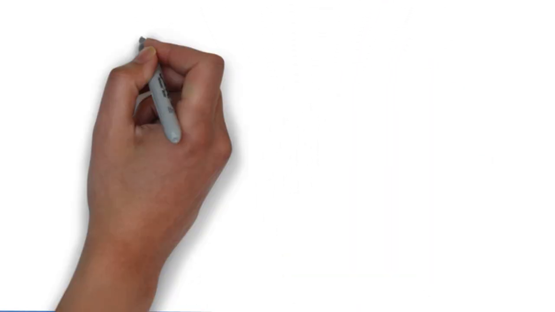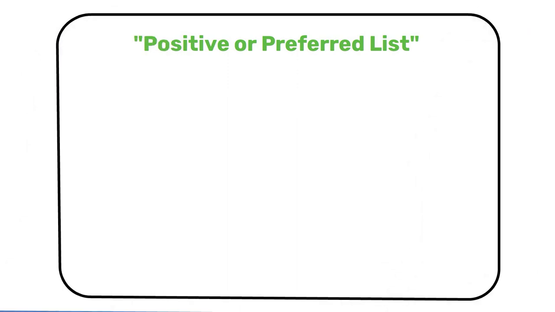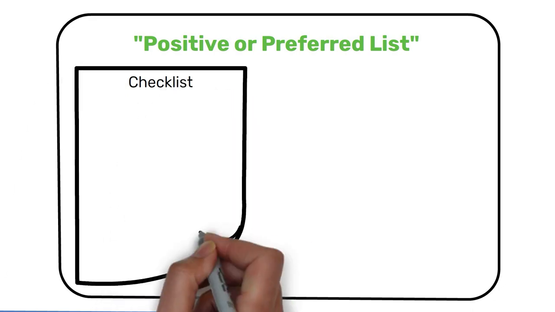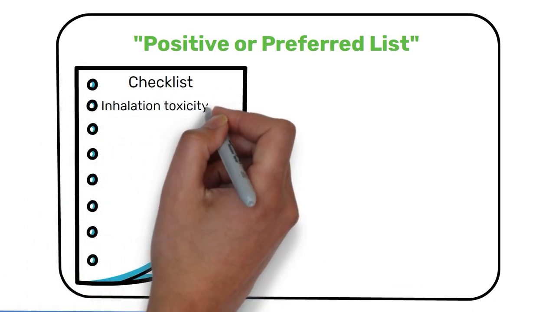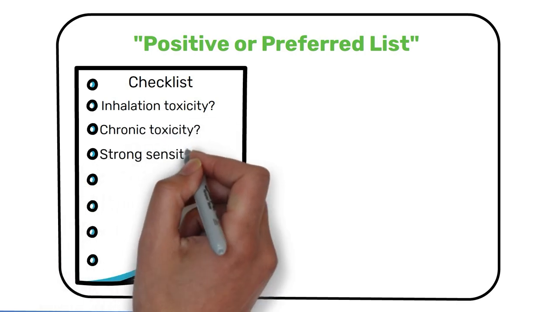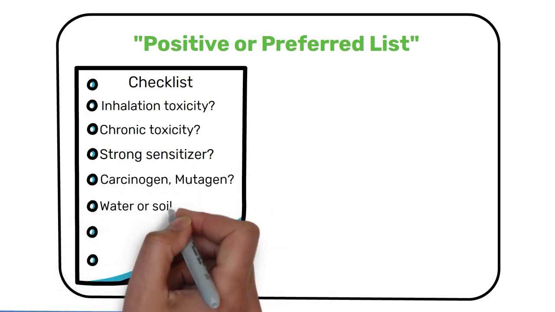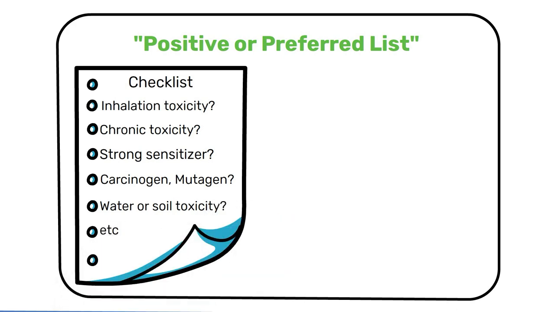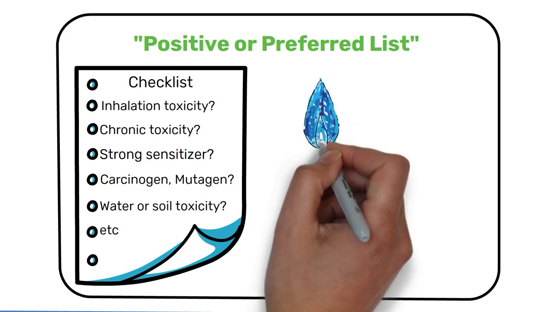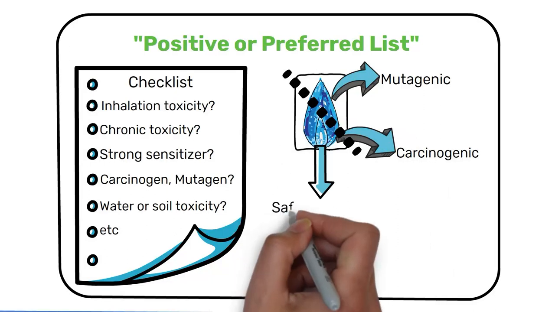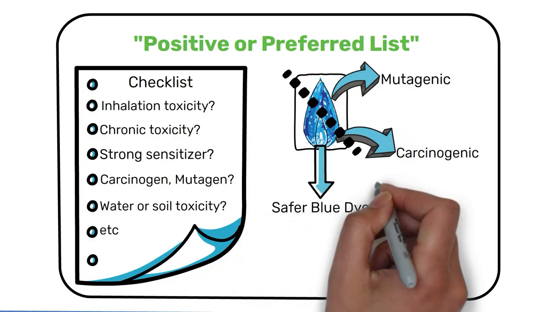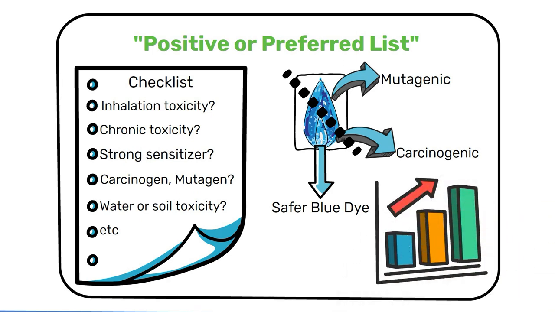The P list. This is our positive or preferred list that includes substances actively defined as healthy and safe for use. Some checklists we consider are: acute oral or inhalation toxicity, chronic toxicity, is the substance a strong sensitizer, is the substance a known or suspected carcinogen or mutagen or endocrine disruptor, water or soil toxicity, etc. For example, a manufacturer of polyester fabric, having discovered that the blue dye it is using is mutagenic and carcinogenic, might choose another safe blue dye. We improve the existing product in increments, changing what we can without fundamentally preconceiving the product. We look as wide and deeply as we can at what it is and ask if the problematic substance is coming from the material or from the machinery used to make it.